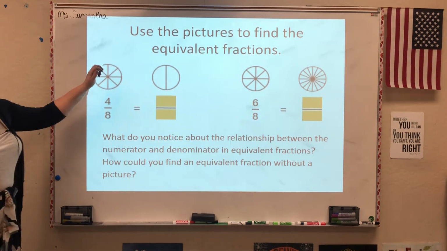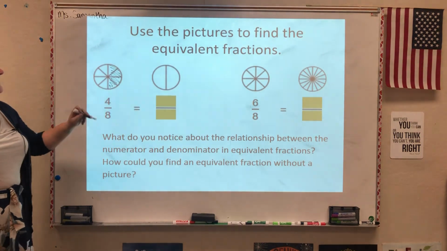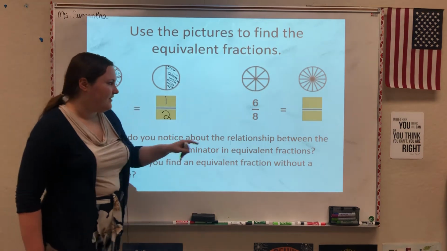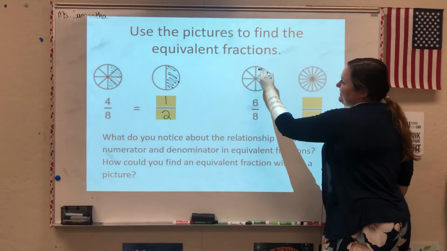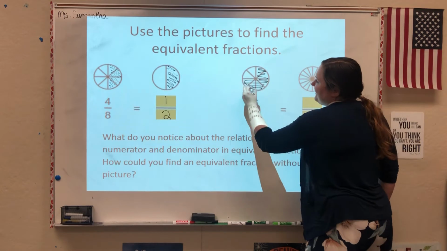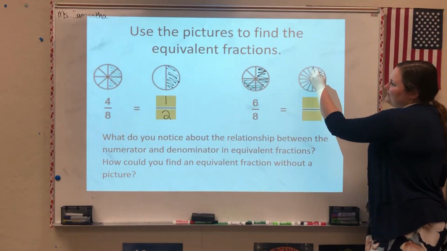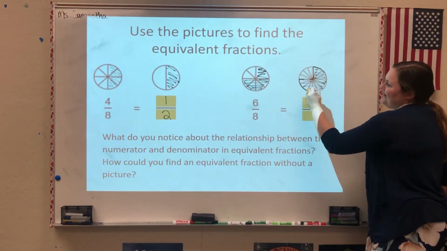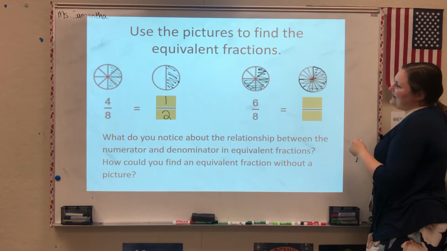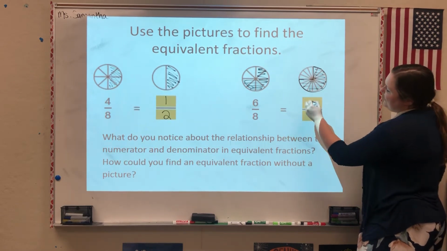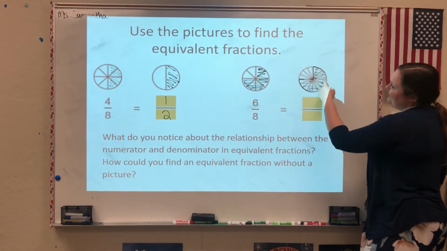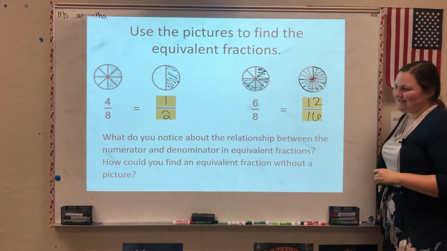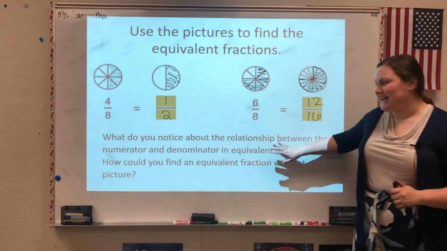Well, for this one, 4/8 looks like this. That would be equal to this, which is 1/2. Over here, 6/8 equals all of that shaded in. That is equal to, I'm going to shade the same amount, which is all of that. And for this one, that is, oh boy, 1, 2, 3, 4, 5, 6, 7, 8, 9, 10, 11. Okay, so 12/16.